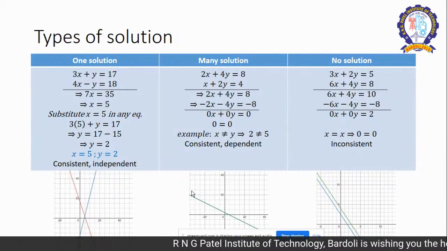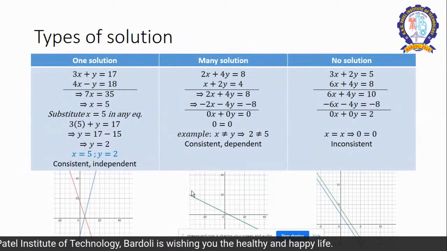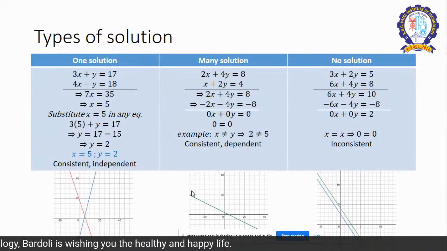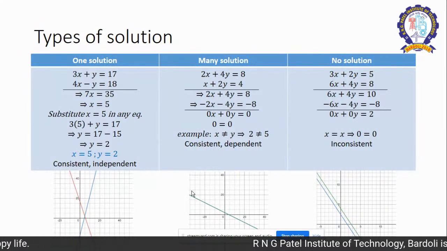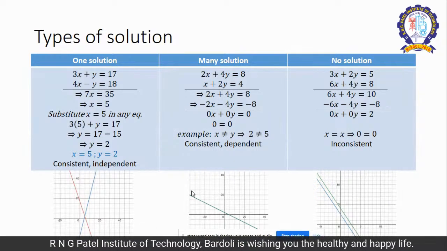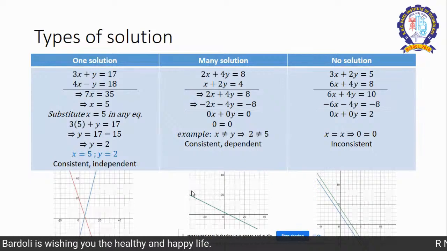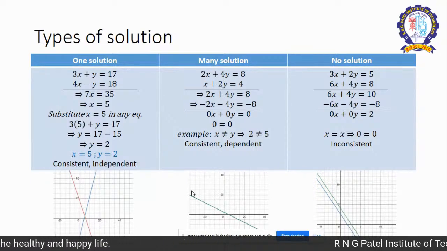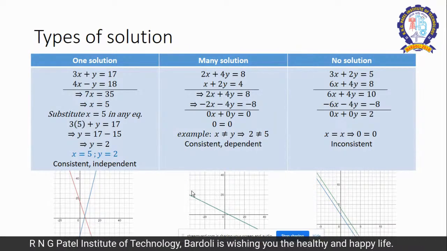Now for the many solutions case, the example is 2x plus 4y equal to 8, which is nothing but x plus 2y equal to 4. We multiply the second equation by minus 2, so we have 2x plus 4y equal to 8 and minus 2x minus 4y equal to minus 8. It cancels both the variables x and y, giving 0x plus 0y equal to 0. This equation is universally satisfied.